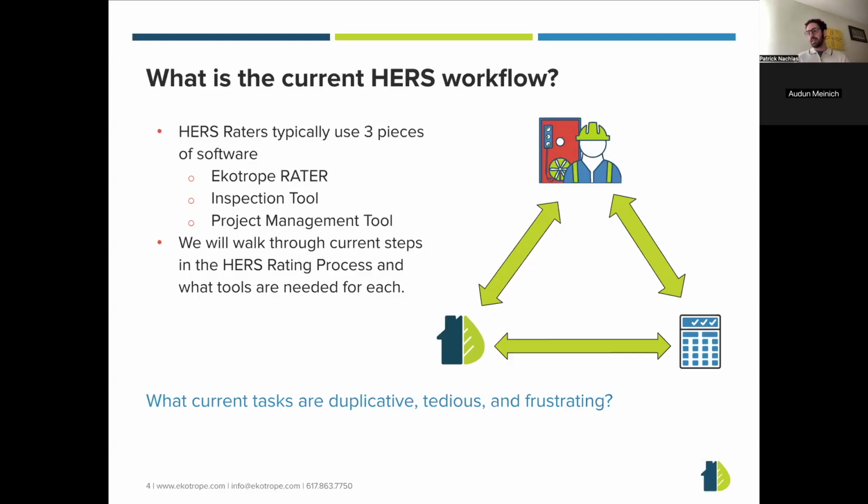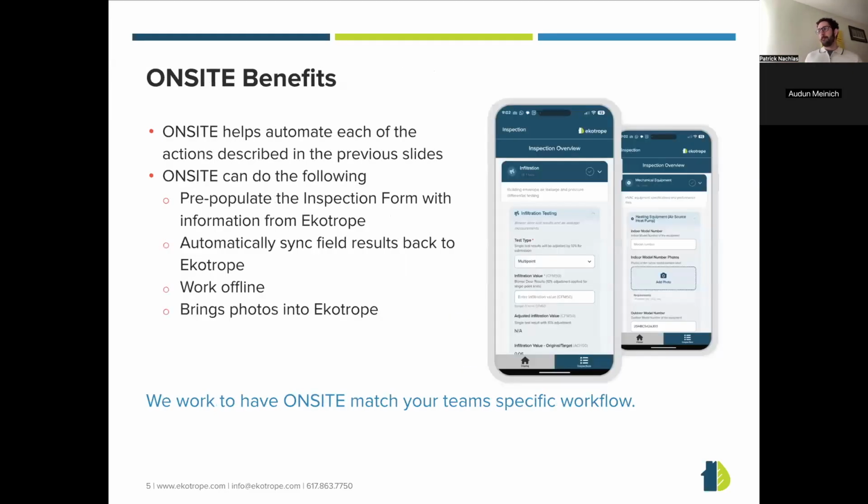So OnSite is a tool that can do a lot of things that a normal inspection app can do. But beyond that, it can integrate directly with Ekotrope Rater. And then it has the ability to also integrate with your project management software, which we'll talk about later.